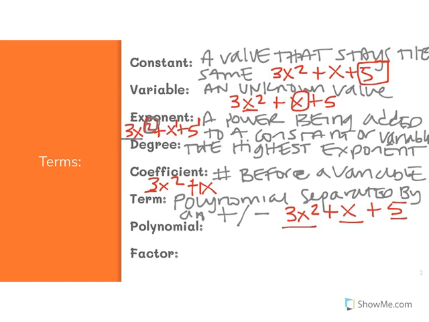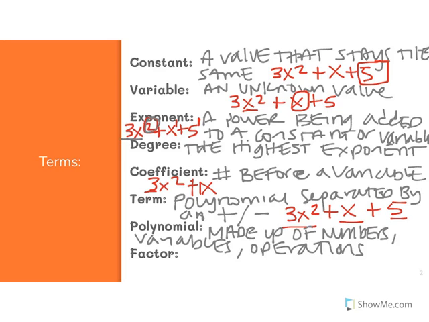Now, a polynomial is made up of numbers, variables, operations, and you can have one or more of them. So we're going to be discussing a couple of those as well. So let's just write down the definition first. So again, that was made up of numbers, variables, operations, and you can have more than one term.